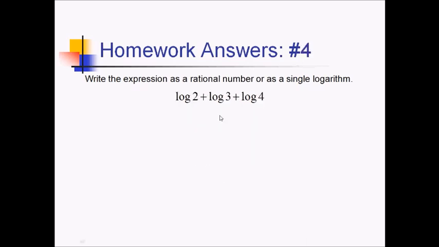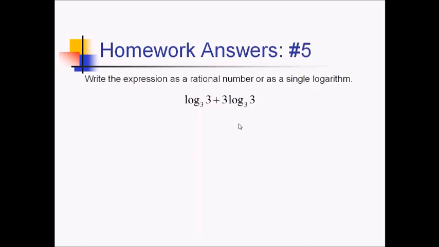For number 4, we're trying to merge these all into one big log. So when we do this, since these are being added, we have to multiply the arguments of the logarithms together. So we could call this log of 2 times 3 times 4, which is really just log of 24. And since there's no whole number where you can raise 10 to something to get 24, no rational number, we're just going to have to call it a day on this.